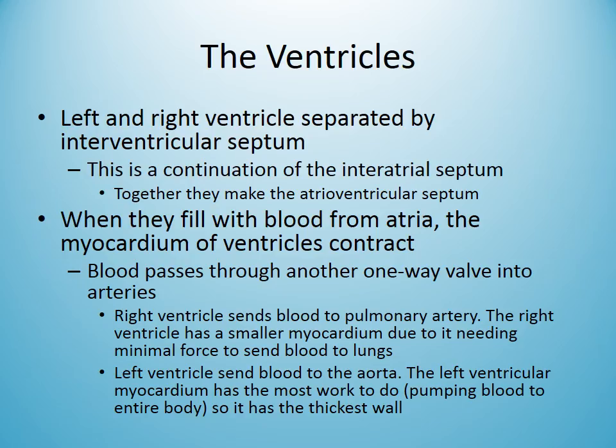So the ventricles, the left and right ventricle, are separated by an interventricular septum. Remember, for the atria, it was the interatrial septum. This is the interventricular septum. And the interventricular septum is actually just a continuation from the interatrial septum. So it goes down, and together they make the atrioventricular septum. So that shouldn't be too hard to remember.